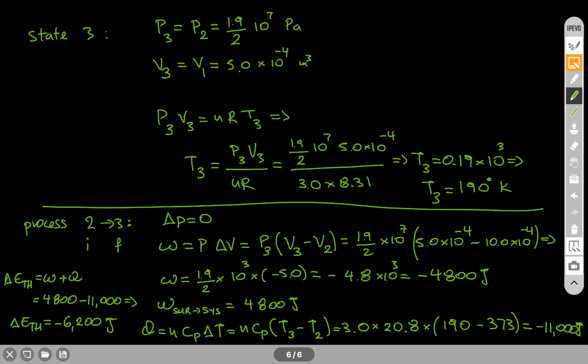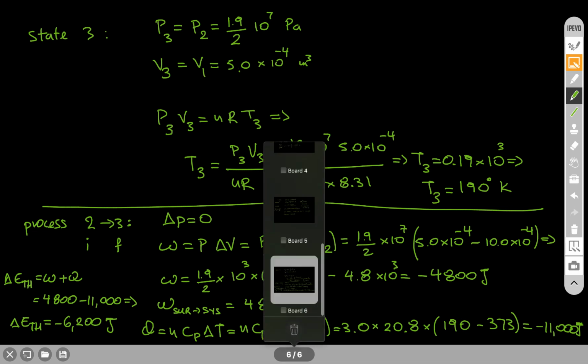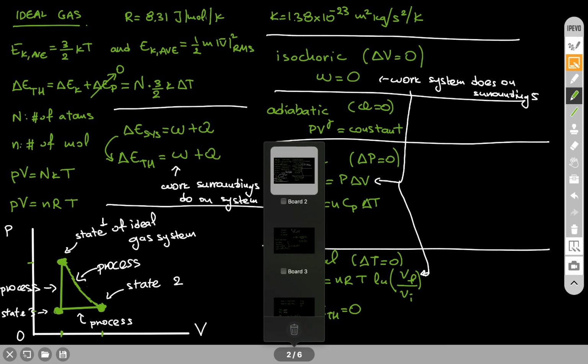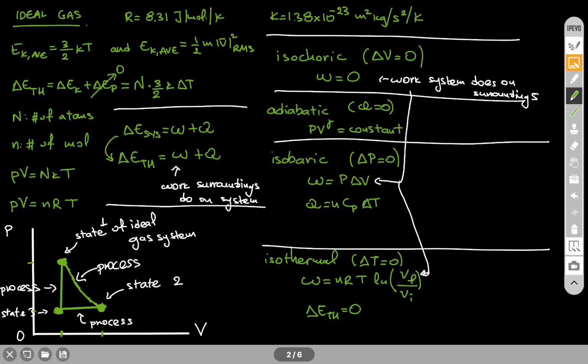Okay, and now I have everything. I have W, I have Q, and I have the change in the thermal energy. So whatever I need for this process, I can find it. Now, to remind you, at this point, I know everything about states 1, 2, 3. Let's go back to our PV diagram. I know everything about state 1, state 2, and state 3. I did all of the work for this process.